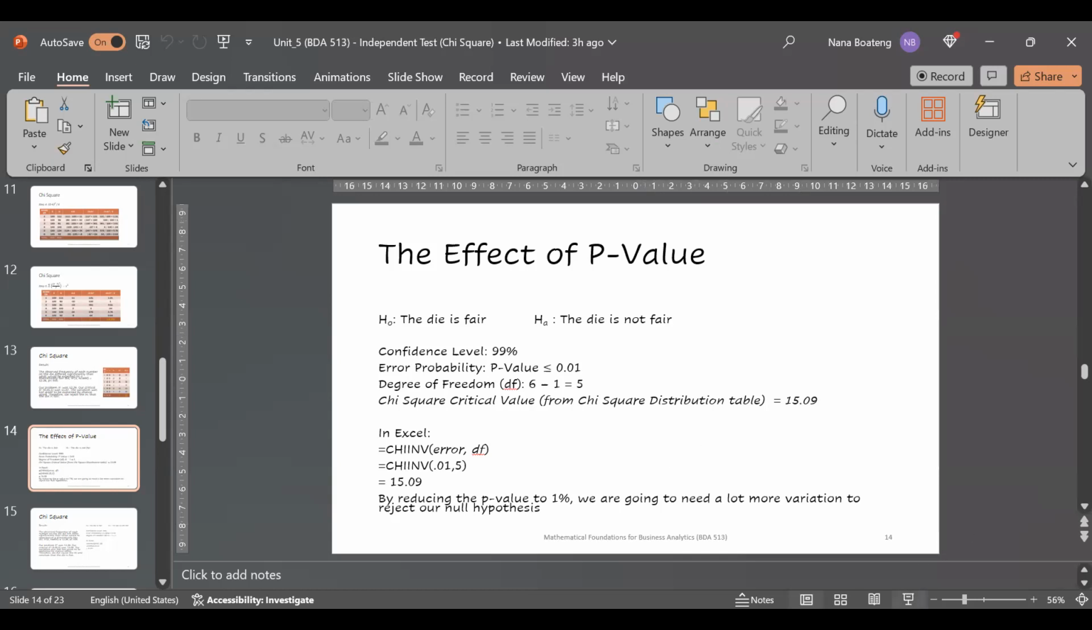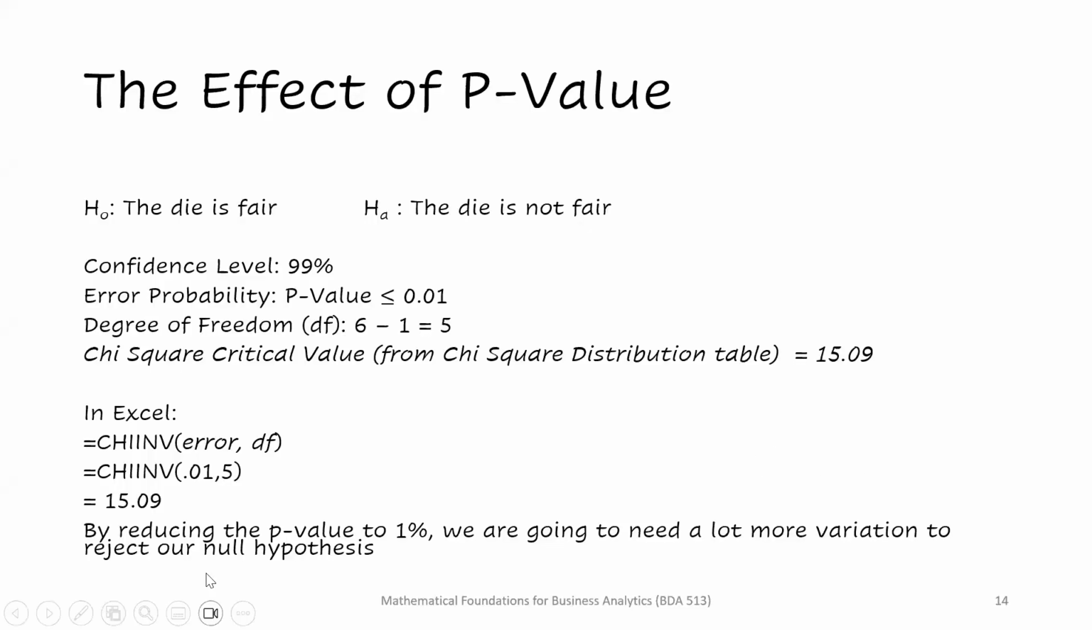So you can try this in Excel. If you are not using the distribution table, just open up any Excel worksheet and type chi inverse, and it will open a dialog box for you. The first figure will be your probability, and then the second one will be your degree of freedom. See if you will get the same answers that I'm getting here. Try it and let me know.